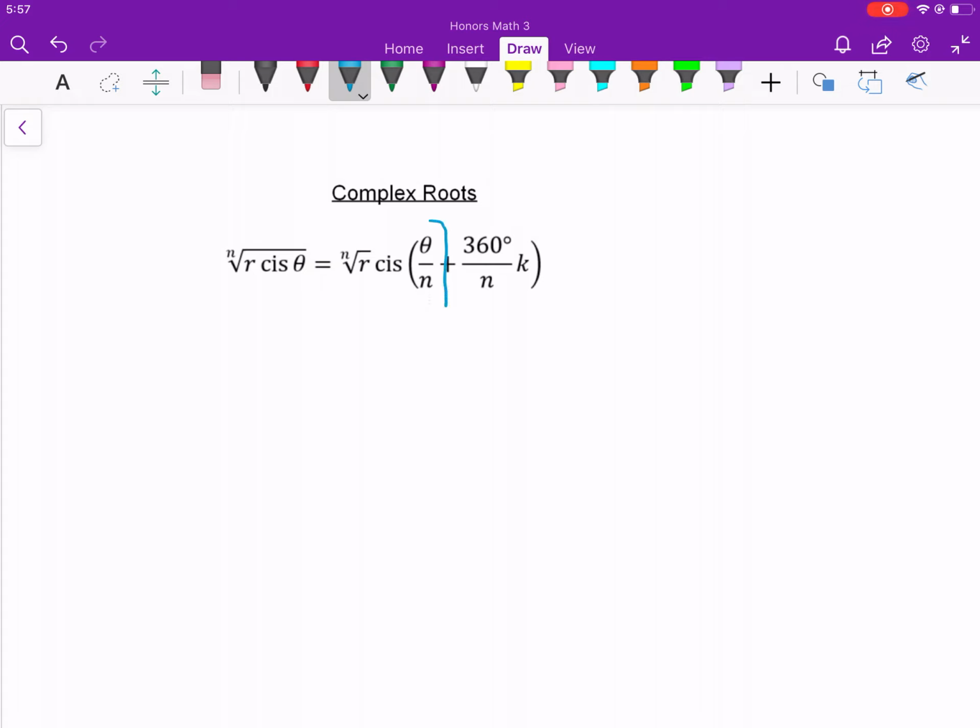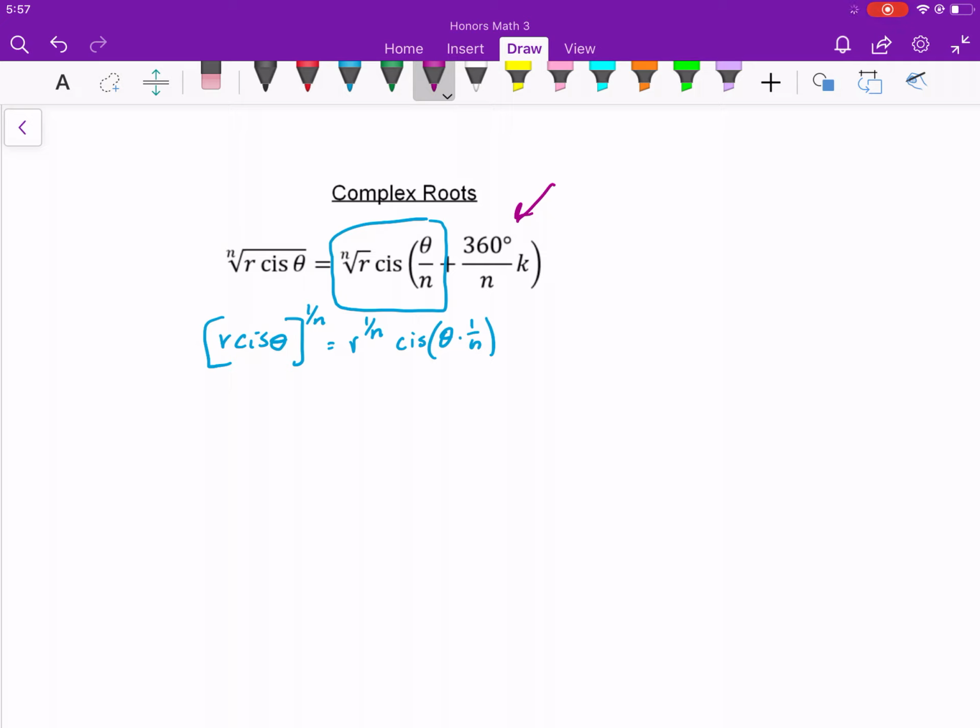If you look at just this portion of it though, it should look like the power rule, because the nth root is the same thing as raising something to the 1 over nth power. Taking the nth root of r would be the same thing as r to the 1 over nth power. And then you're just multiplying your theta by 1 over n, which is where you're getting theta over n. Okay, so nothing's different except for this last little section right here.